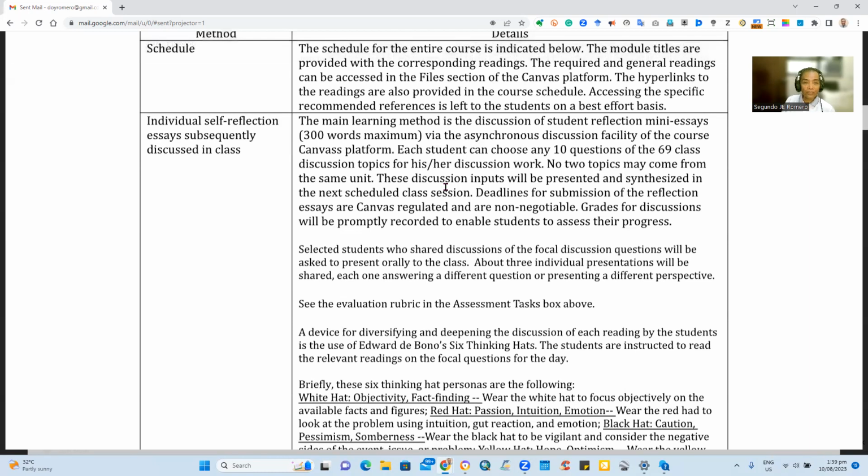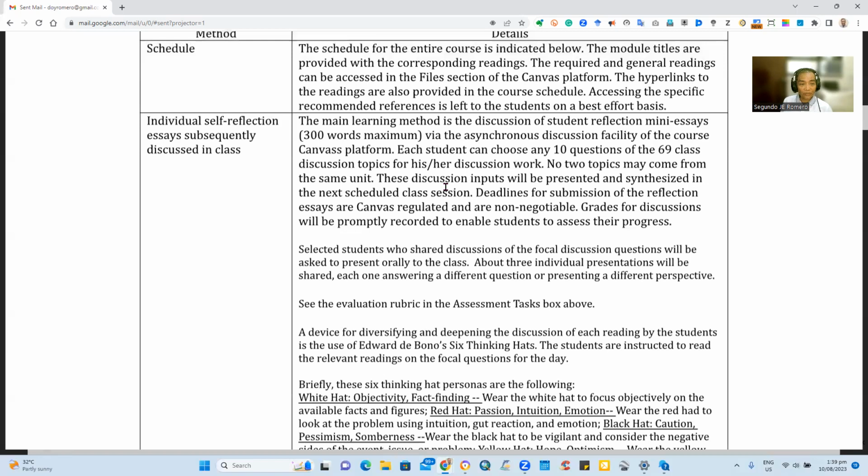This discussion unit's inputs will be presented and synthesized in the next scheduled class session. Deadlines for submission of the reflection essays are Canvas regulated and are non-negotiable. Grades for discussions will be promptly recorded to enable students to assess their progress. Of course, I will try to give your grades as fast as I can when you post them. But since this is a big class and there are two classes, there might be a lag. But I will do my best.